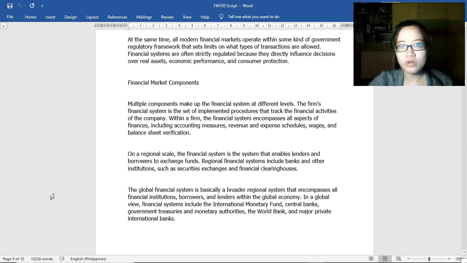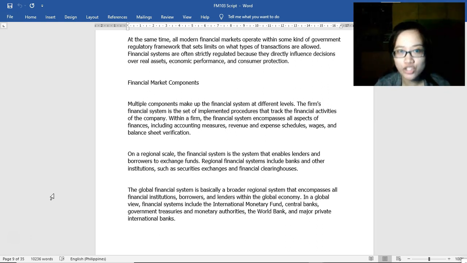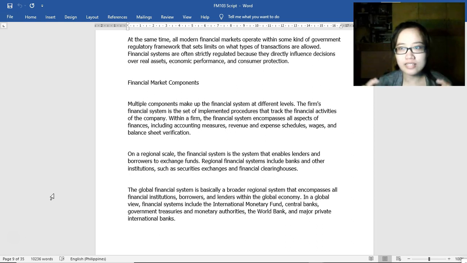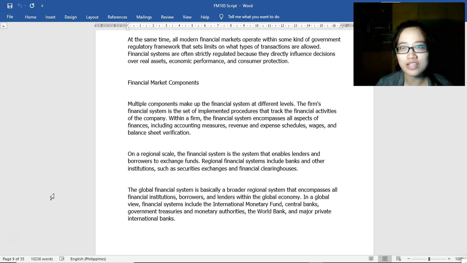Continuing on, at the same time, all modern financial markets operate within some kind of government regulatory framework that sets limits on what types of transactions are allowed. Okay, so currently, banks, I think, are not yet allowed to do cryptocurrency, although cryptocurrency is definitely gaining traction and becoming famous of some sort. Financial systems are often strictly regulated because they directly influence decisions over real assets, economic performance, and consumer protection. Basically, the movement of money within the economy affects the economy itself. So that's why it's very important that it is strictly regulated.